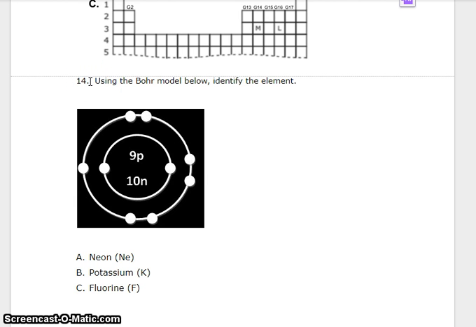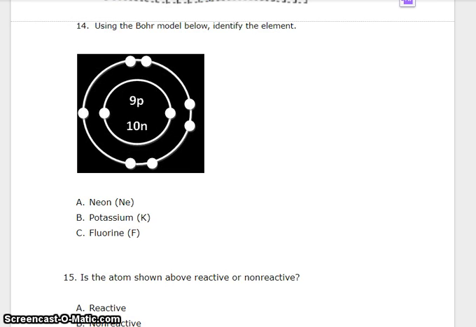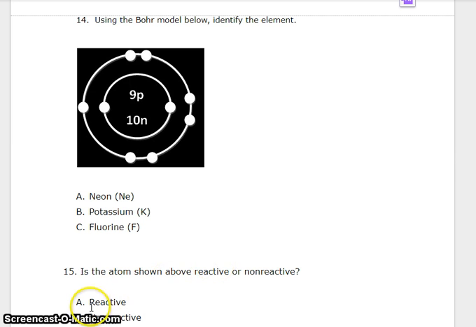Number 14. Using the Bohr model below, identify the element. We have 9 protons and 10 neutrons. What is the element? Look at your periodic table, look at your electrons and protons, and see what is the element. And is this element reactive? Reactive or non-reactive?